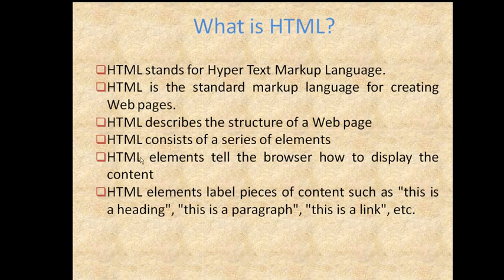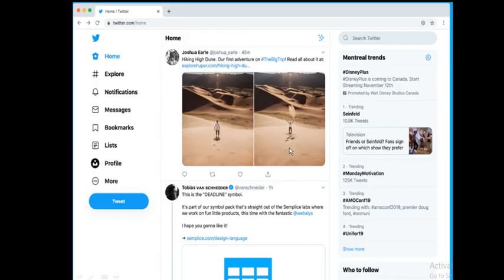It gives instructions for those elements on how to display the content, whether that content has to be an image or a text. If it is a text, whether it has to be italic, bold, or normal, all that will be specified by the HTML elements. HTML elements label pieces of content such as this is a heading, this is a paragraph, this is a link, etc. So HTML helps us to create web pages with the help of a series of elements. These examples we have gone through.